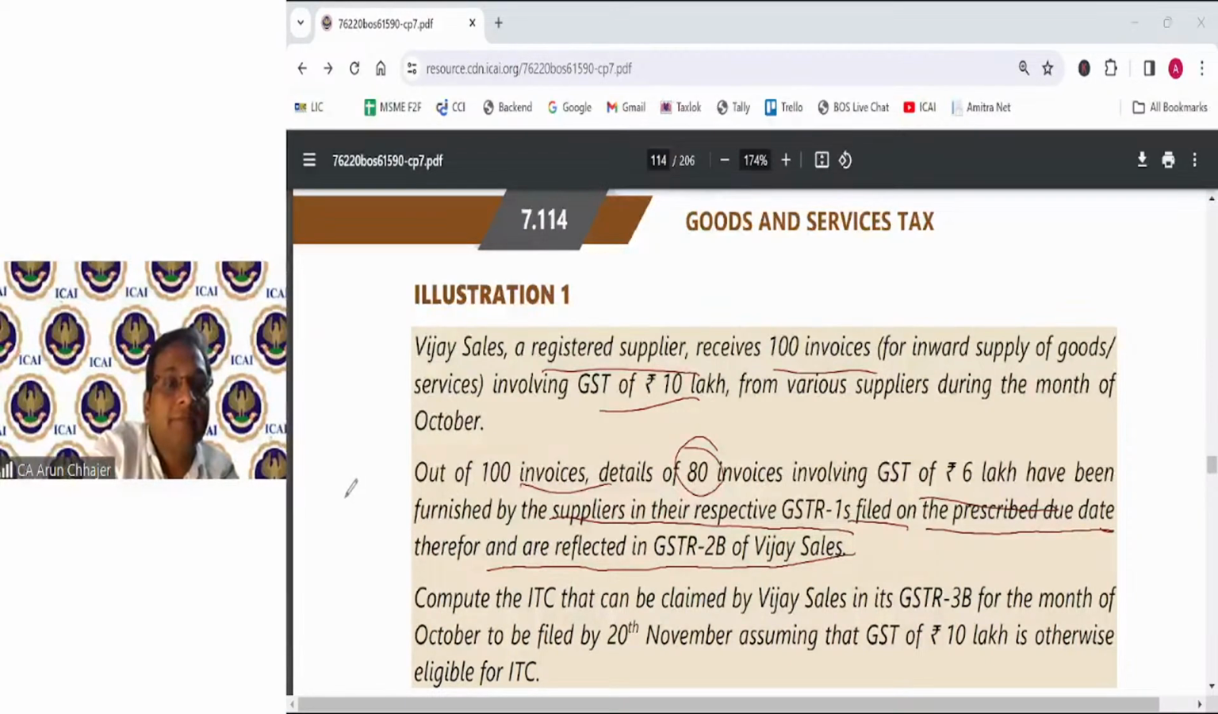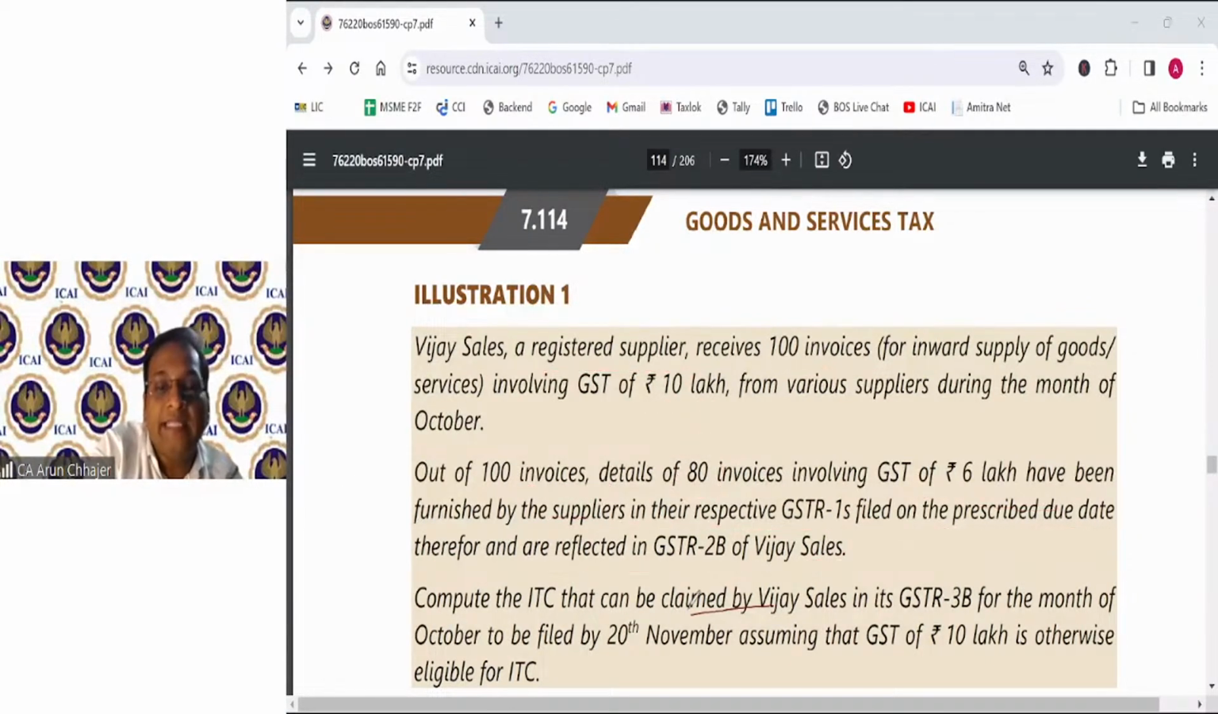Compute the ITC that can be claimed by Vijay in its GSTR-3B for the month of October, to be filed by 20th November, assuming the GST of 10 lakh is otherwise eligible. Otherwise eligible means all other conditions, like the invoice has been there and goods have been received, are satisfied. Only this is the exception.